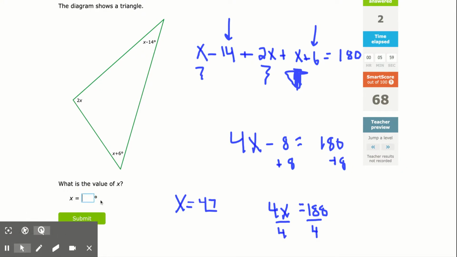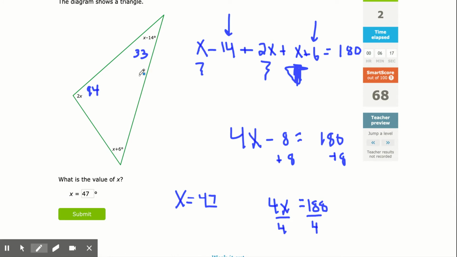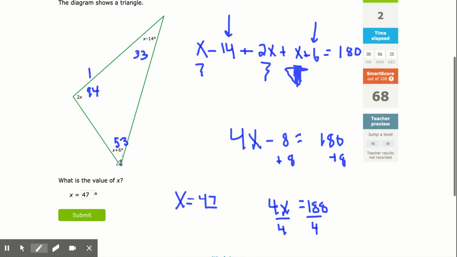Now, if you really wanted to make sure, you could take the time to go 2 times 47 is, what's 2 times 47? It's 94, by the way. And then what's 47 minus 14? That's going to be 33. And then what's 47 plus 6? 47 plus 6 is going to be 53. And then I'm going to see if those all add up to 180. And that's just a simple check. And they do, by the way. 3 plus 3 is 6, plus 4 is 10. That carries the 1. Plus another 8 is 180. So it worked.